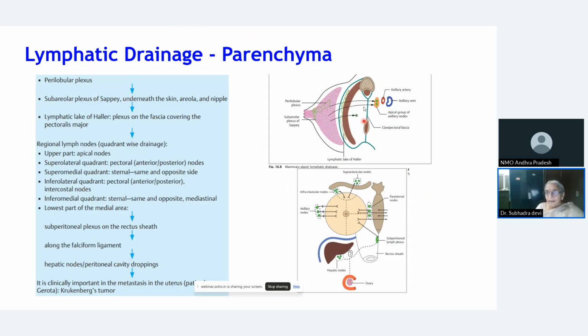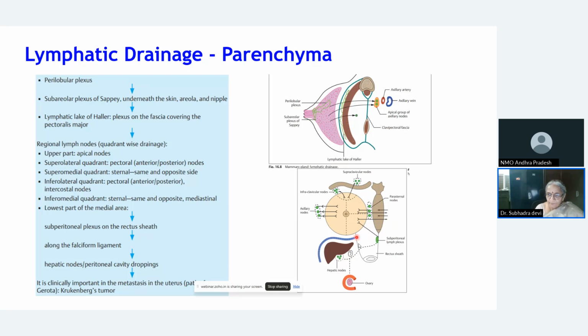So like that. And I was mentioning the perilobular plexus. See the picture. This is the subareolar plexus of Sappey you are seeing, and this is Haller's plexus, the lymphatic lake of Haller. From all these, they will go to the regional lymph nodes which we have mentioned. The upper part goes to the apical nodes, then the superolateral goes to the anterior or posterior, the superomedial goes to the same and opposite side, sternal, and the inferolateral quadrant can go to the pectoral group, anterior or posterior, and intercostal, and inferomedial, sternal, and opposite side.